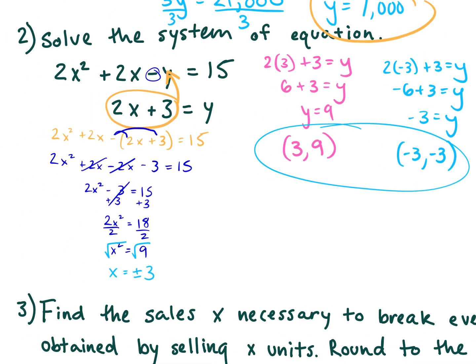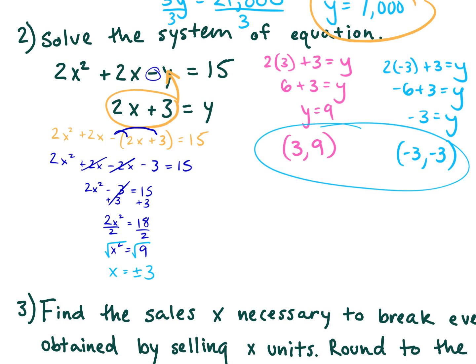Most of the time when you have an x squared, so when you have a non-linear system of equations, you're going to get 2 answers. Not every single time you'll get 2 answers, but most of the time, because you'll either have to end up factoring or here where we got a plus or minus.